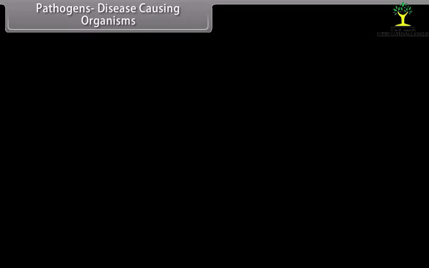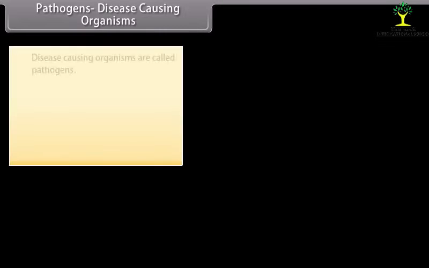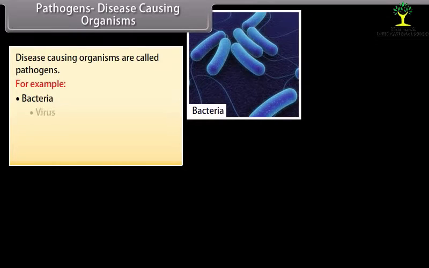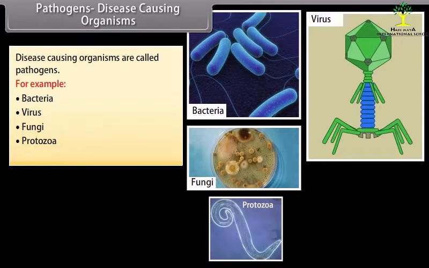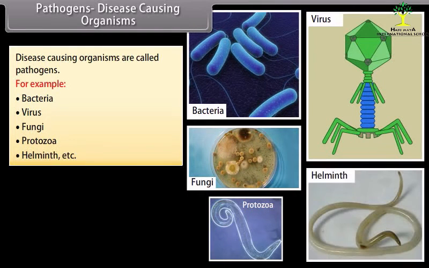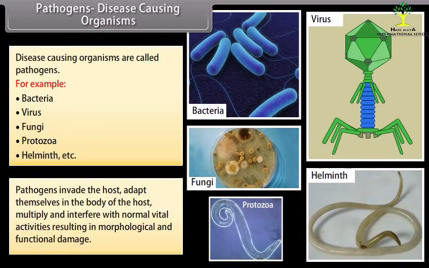Pathogens. Disease-causing organisms are called pathogens. For example, bacteria, viruses, fungi, protozoans, helminths, etc. Pathogens invade the host, adapt themselves in the body of the host, multiply and interfere with normal vital activities, resulting in morphological and functional damage.